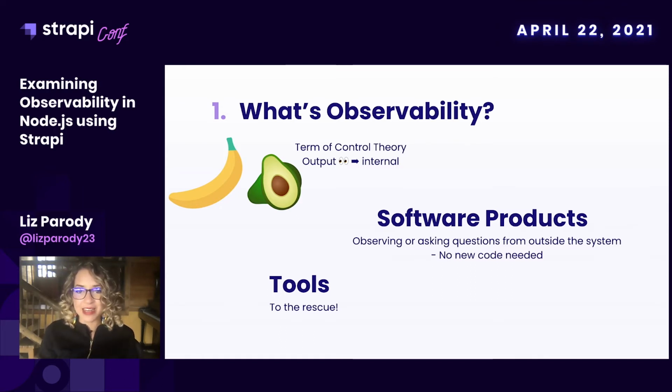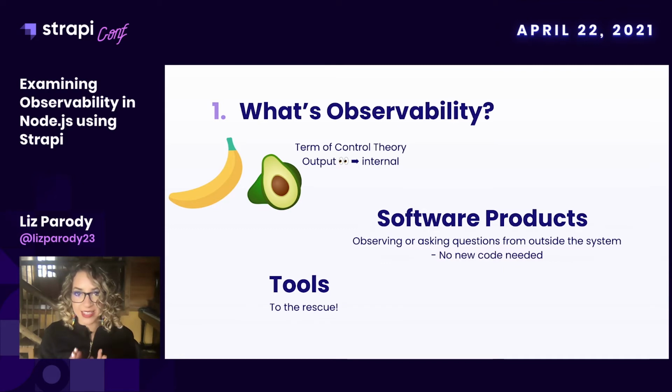Let's take, for example, bananas and avocados. In Colombia, we have a lot of bananas and avocados, and just by looking at the outside, we can know what is on the inside, if they're ripe or if they're not ready for consumption yet. In software products and services, observability means you can answer any questions about what's happening on the inside of a system by observing or asking questions from the outside of a system. We don't need to ship new code to answer questions, and that's very important. We shouldn't need to write new code to observe what's happening inside of our system or our code.